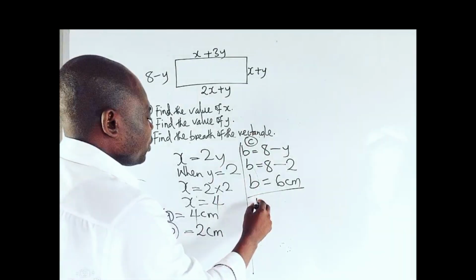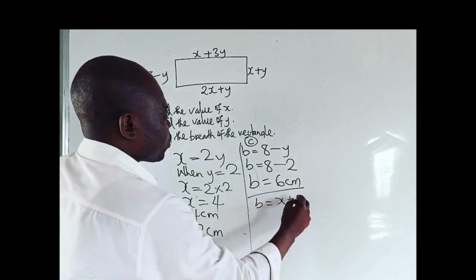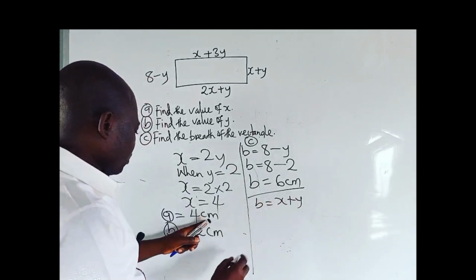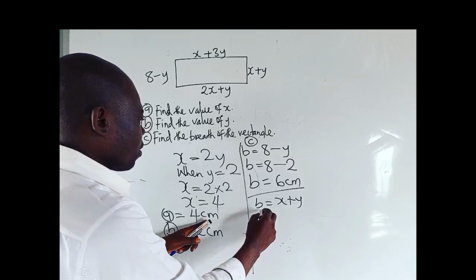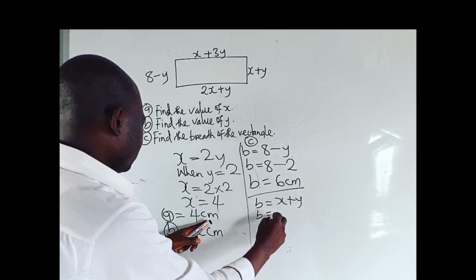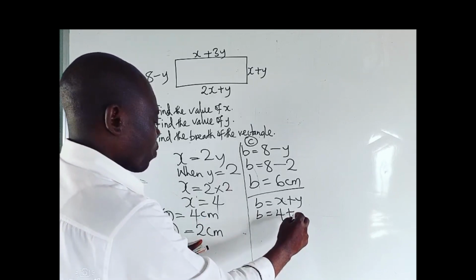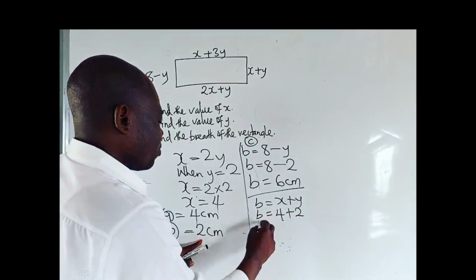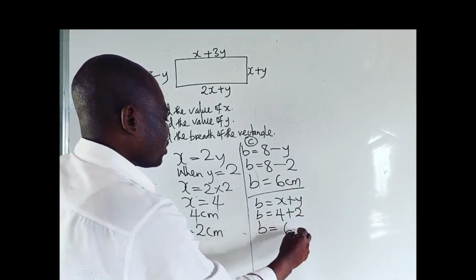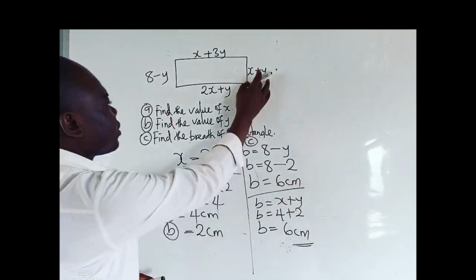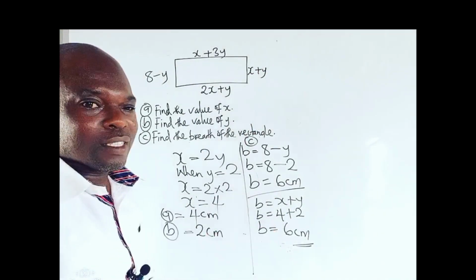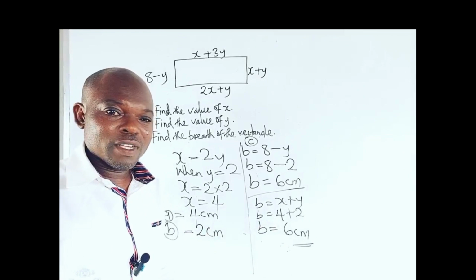We can use B equals x plus y. B now becomes x, which is 4 cm, plus y, which is 2 cm. It means that B equals 6 cm. In any side you take it, the breadth is 6 cm, and that is how it is resolved, friends.